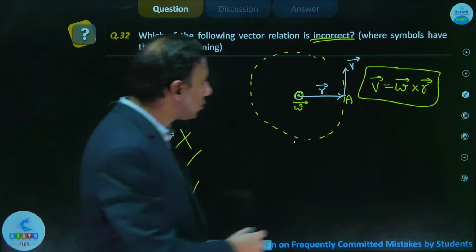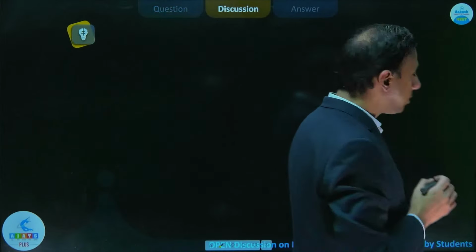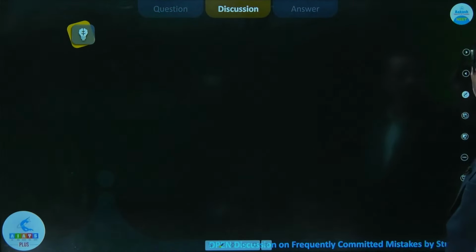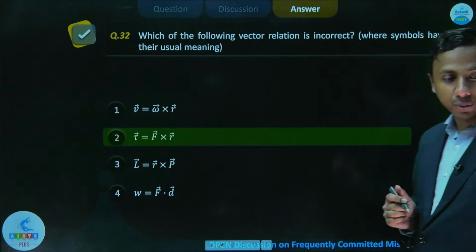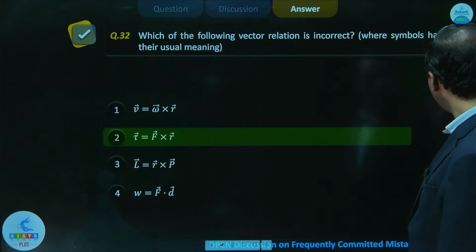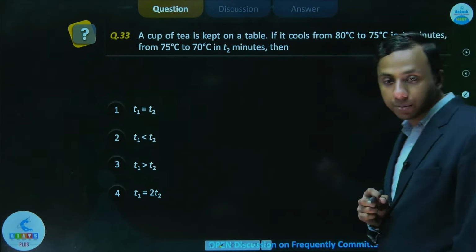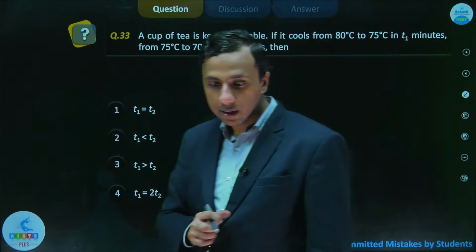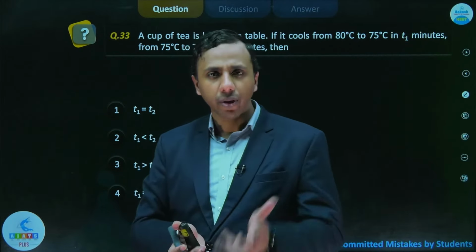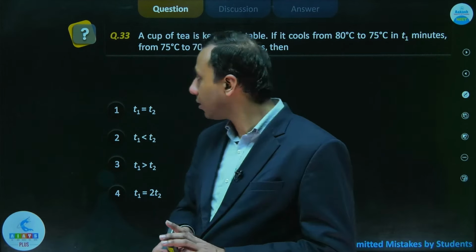Right. Option 2 should be our answer. And if you check, yeah, option 2 is correct. Moving to question 33 now. It's also a very simple question. No calculation, nothing is required for this.